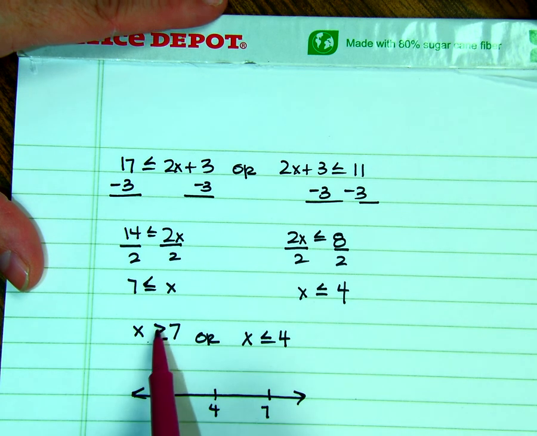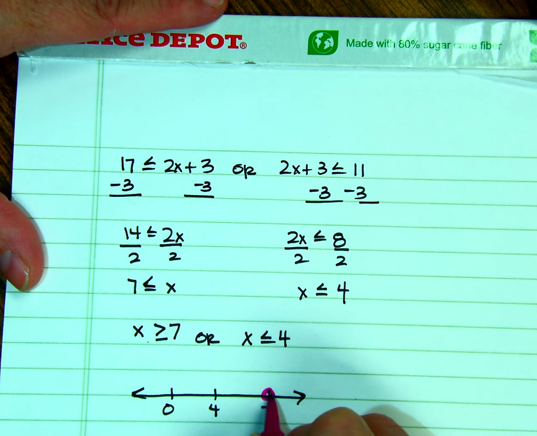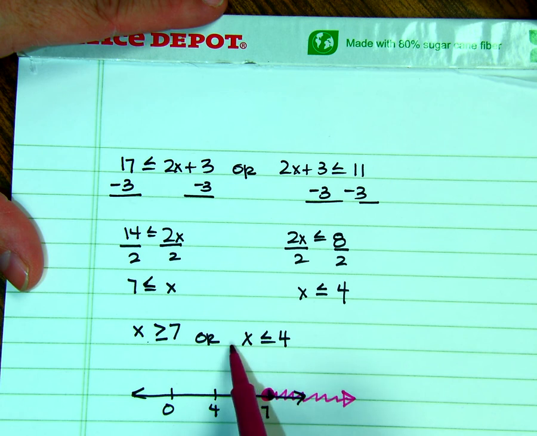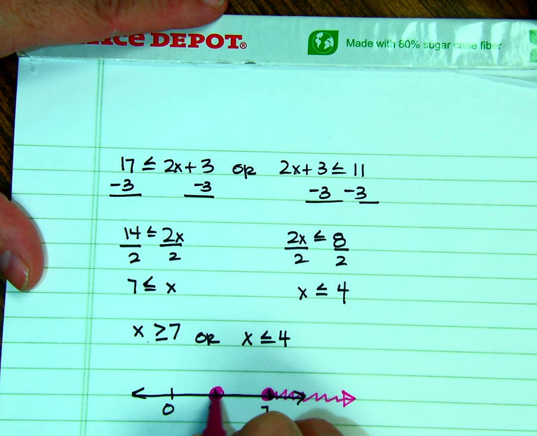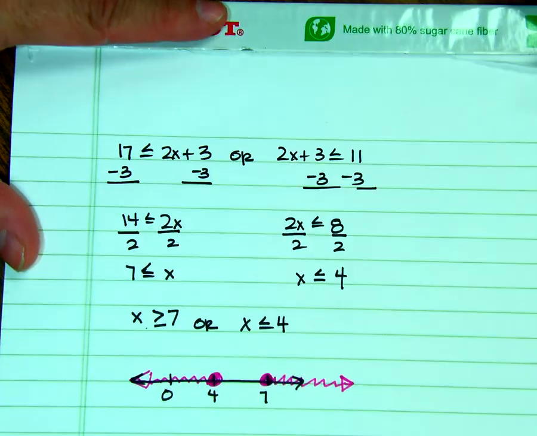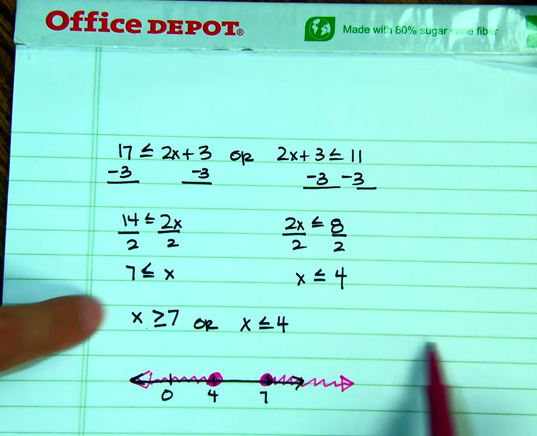X has to be greater than or equal to 7, so it's going to be closed because of the equal to. And x has to be, or x has to be less than or equal to 4. Another closed circle. Remember, ors, we do want to go in opposite directions.